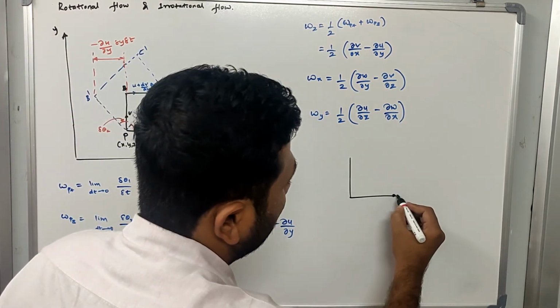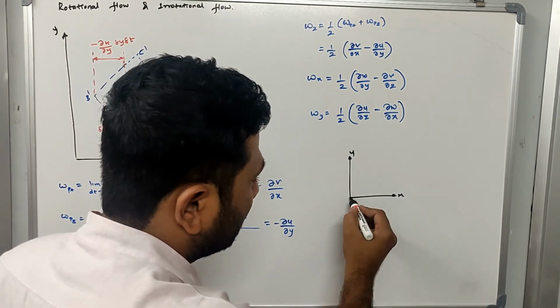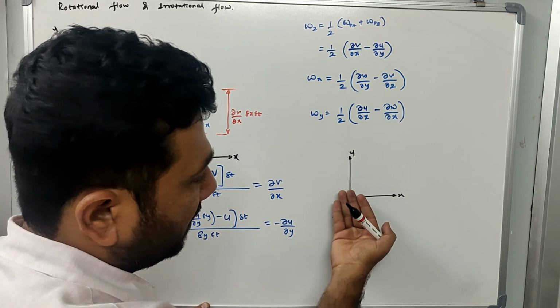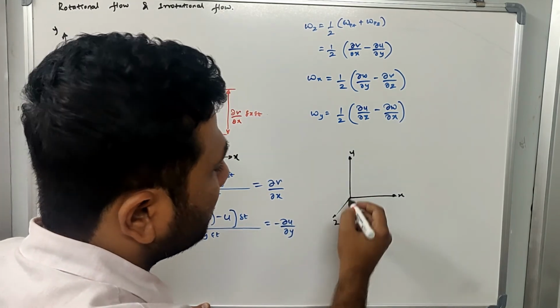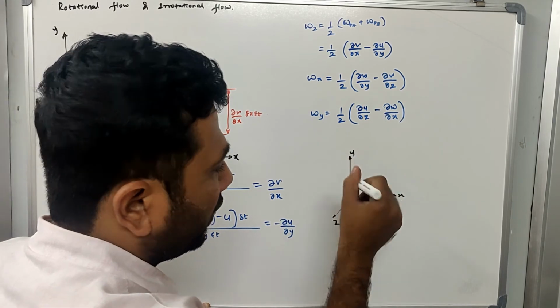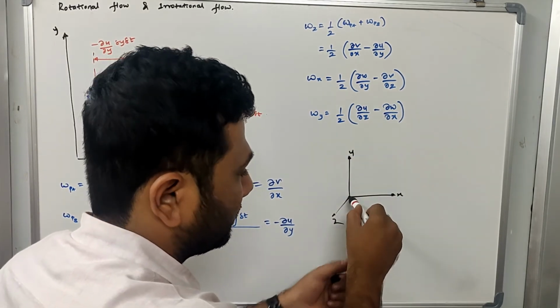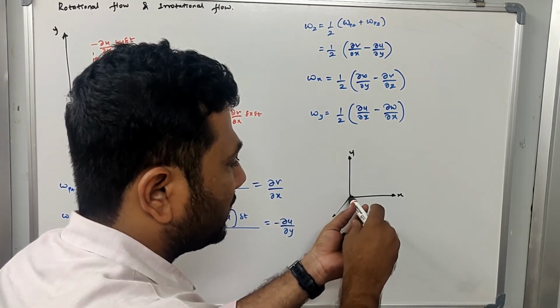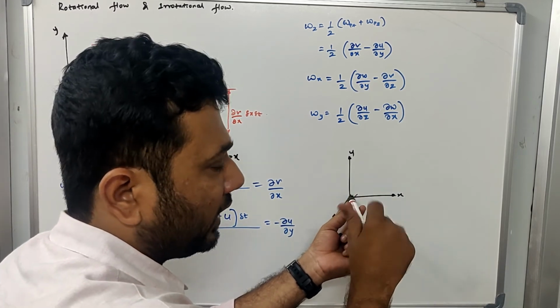Assume that this is your x, this is your y, and this direction will be called the z direction, which is perpendicular to this board. That's why I'm showing a line like this. Imagine there is a molecule or a particle which is rotating like this. If it is rotating like this, this rotation is taking place in the z direction. In the z direction, this particle is rotating.